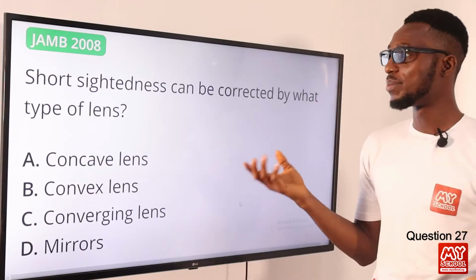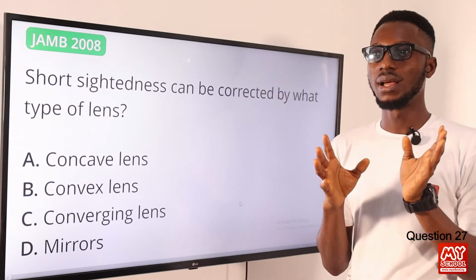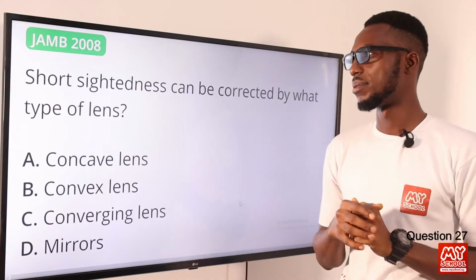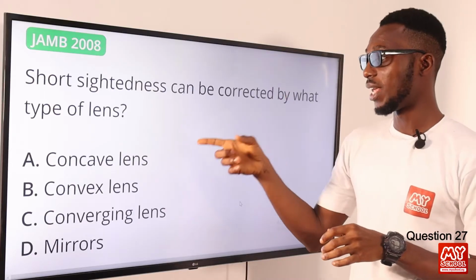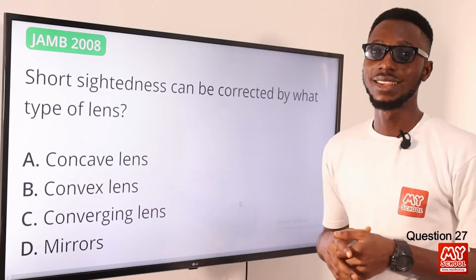Long-sightedness can be because the eyeball is actually too long. So the correct option is option A, concave lens or divergent lens. We don't have divergent lens here, so option A is the best option.